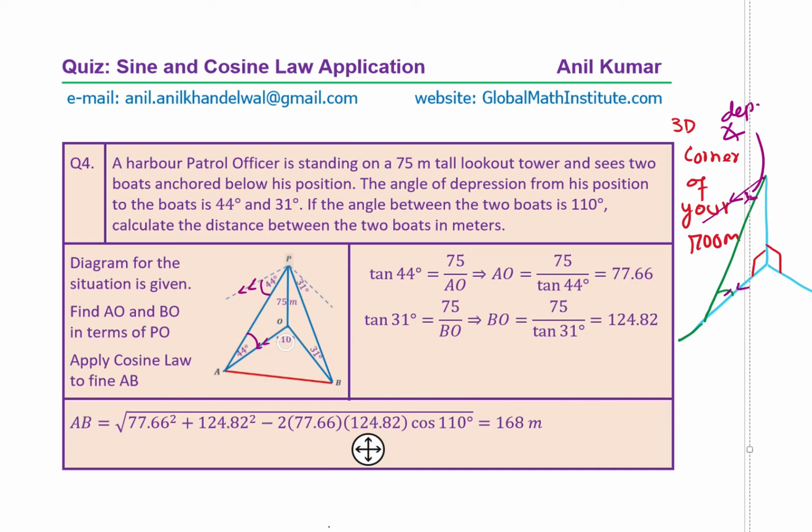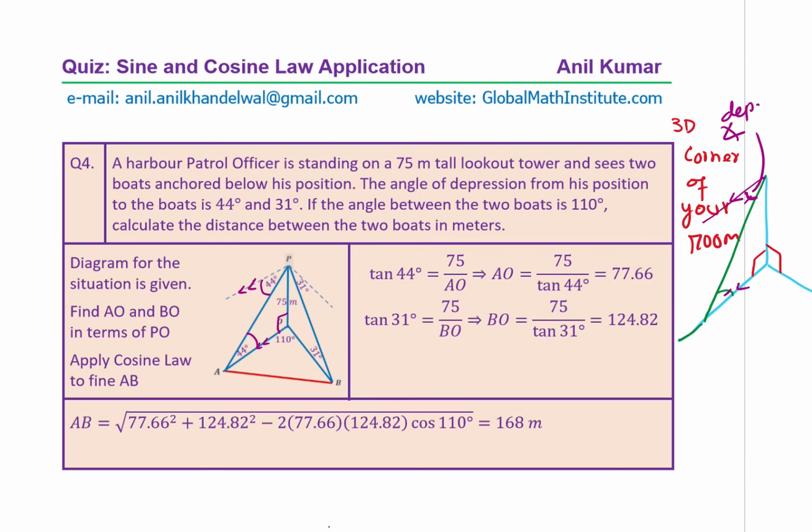So the first step is to solve these two triangles which are in the vertical plane. So solving this, we can use the trigonometric ratios since these are right angle triangles. Does that make sense to you? So this is a right angle triangle. And therefore, tan of 44 is opposite side over adjacent, which is 75 over AO. Now cross multiply to get what AO is. AO is 75 over tan 44, which is 77.66. Similarly, tan 31, the other triangle, gives you the length of OB, which is 75 over tan 31, which is 124.8.